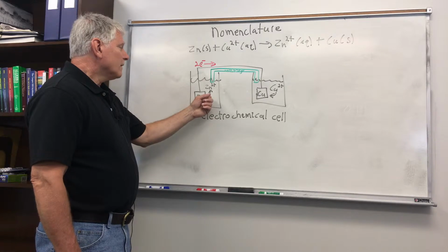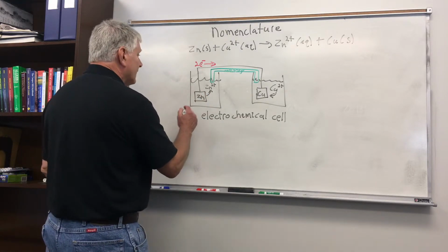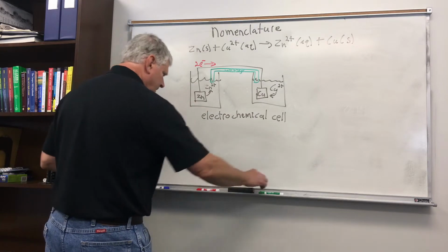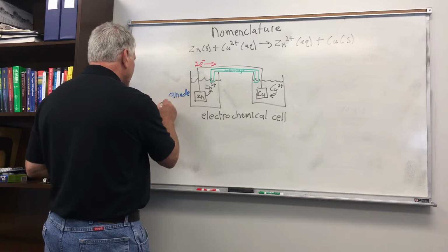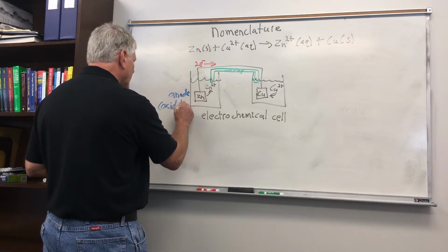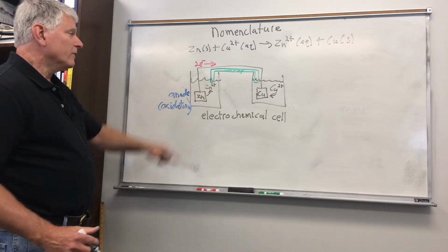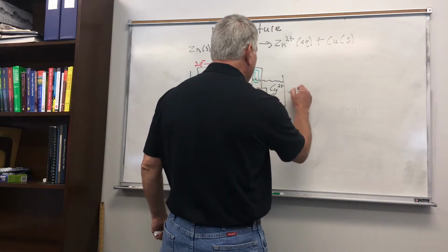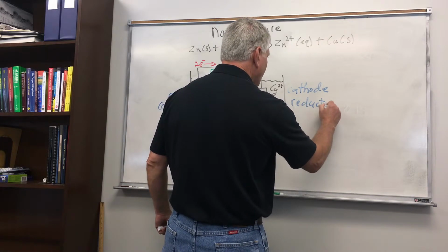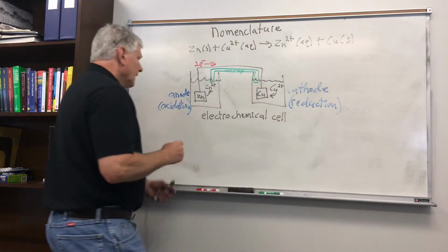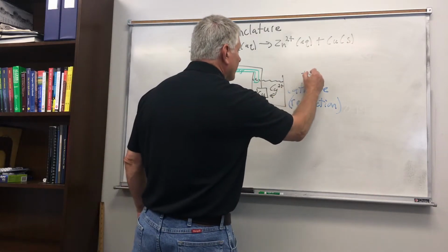And we call the negative end, or the oxidation end, the anode. So we call this the anode. That's where the oxidation occurs. So we lose electrons at the anode and we gain electrons at the cathode. So the cathode is where the reduction occurs. And the anode is usually given the negative sign, the cathode the positive sign.